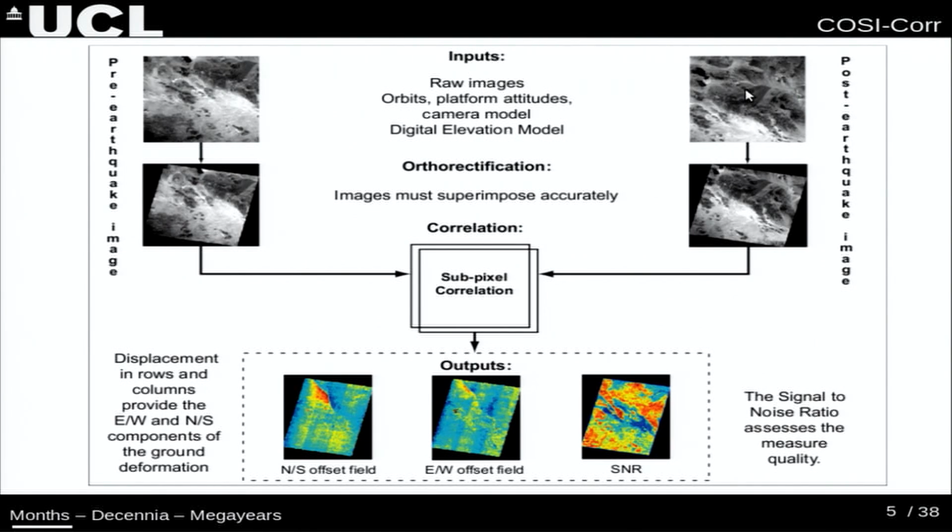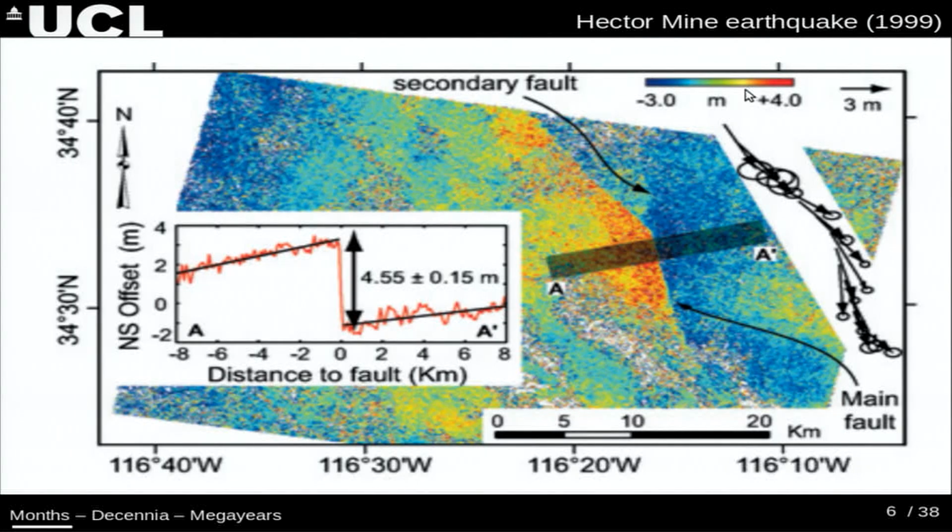And that produces a displacement map, an example of which is shown on this slide for the 1999 Hector Mine earthquake, a magnitude 7 earthquake in eastern California near the border with Nevada in the United States. This earthquake was associated with a movement along this plane, which is along this line, a displacement of 4.5 meters. And this was obtained from satellite images from the SPOT satellite, the French satellite, with a pixel size of 5 meters. So COSI-Corr, this technique, has a sub-pixel resolution.